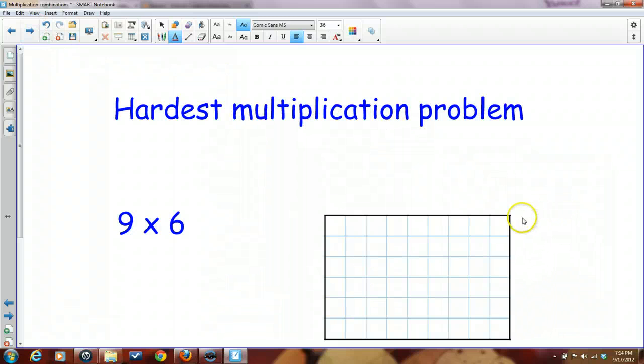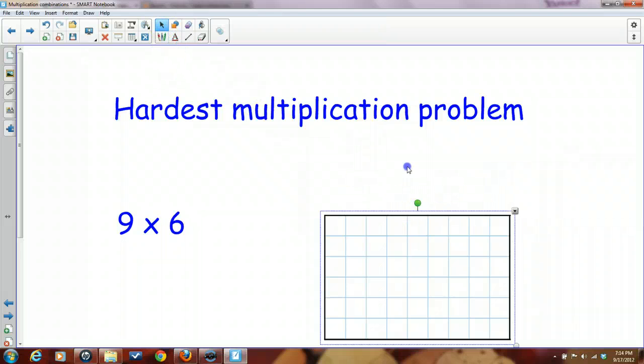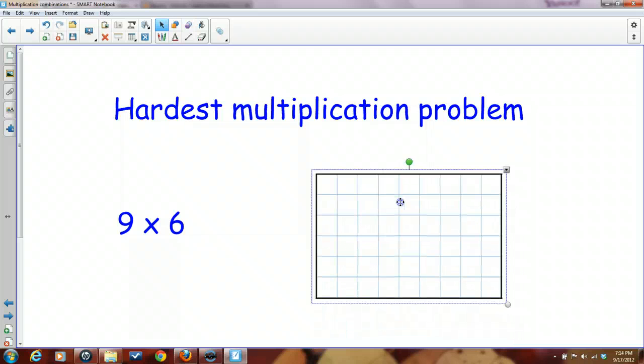When I was growing up, the hardest problem for me to remember was 6 times 9, 9 times 6. I could never remember this. So I want to show you a strategy that I wish my teacher would have showed me when I was growing up. So I've got an array here.